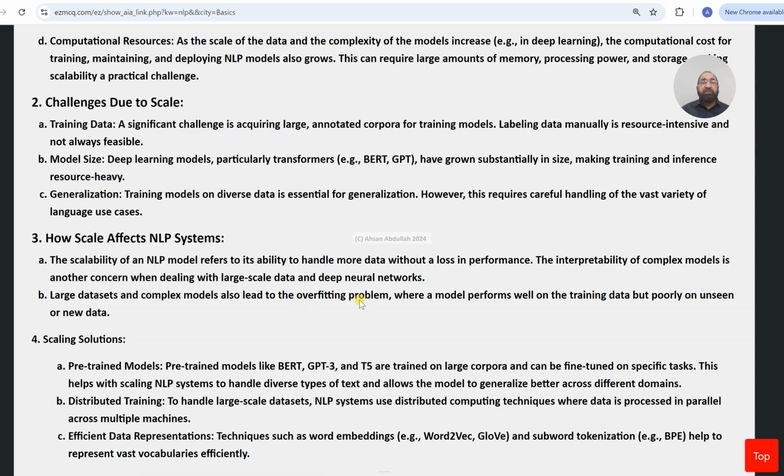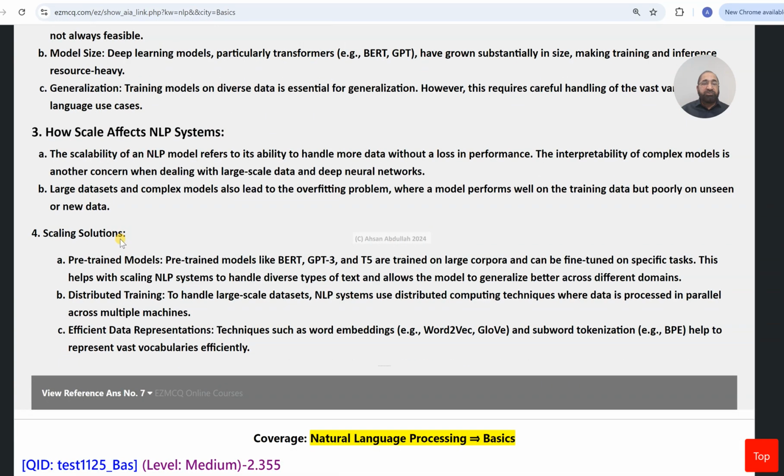Overfitting means that a class is assigned even to what does not constitute something of utility. That's overfitting. So when you have lots and lots of data, overfitting does become a problem because it includes vocabulary, words or sentences which could be noise. And for the scaling solutions, one solution is the pre-trained model like BERT and GPT-3 and so on.